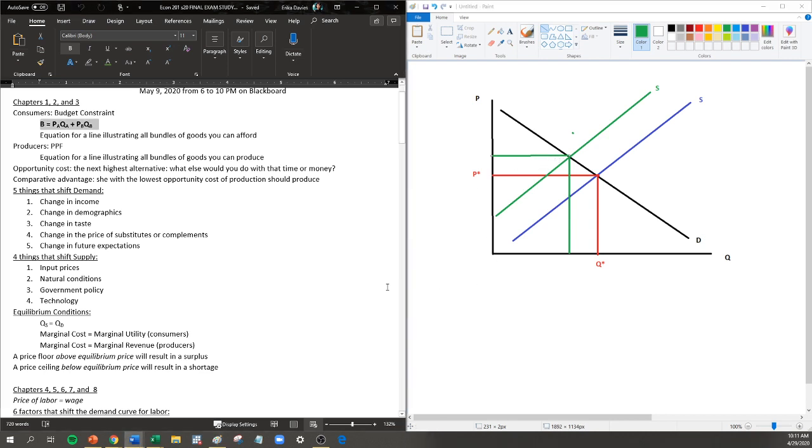Okay, natural conditions. There's a hurricane at the grape plantation. This is going to shift our supply curve backward.